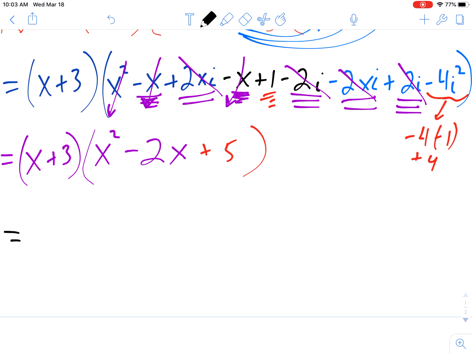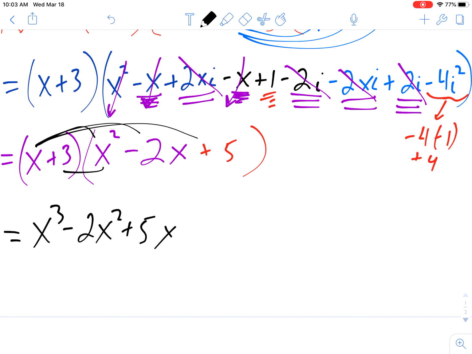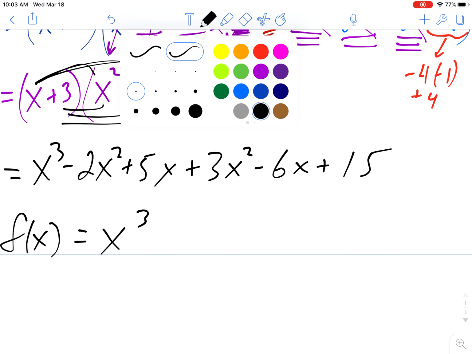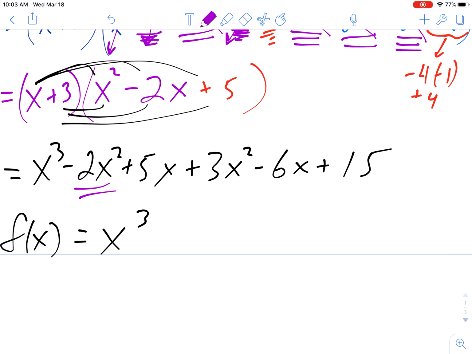So we just need to finish it up. We got to get a polynomial. So we're going to multiply this x times each of those. That's going to give us x to the third minus 2x squared plus 5x, times this 3 times each of those. And then just combine like terms. So x cubed, this thing goes with that thing. This thing goes with that thing. Those x's go together.